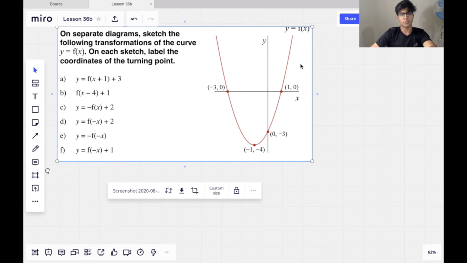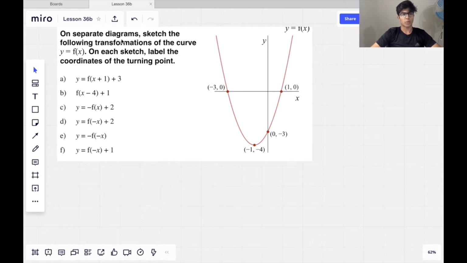On a separate diagram, sketch the following transformation of the curve y equals f of x. On each sketch, label the coordinates of the turning point. So this is the curve y equals f of x, and we have to do this translation here. The thing with these is you should do it step by step. There's clearly two translations here, right?